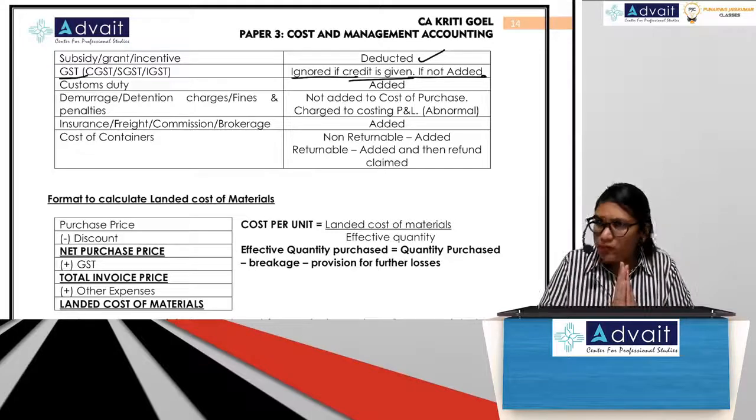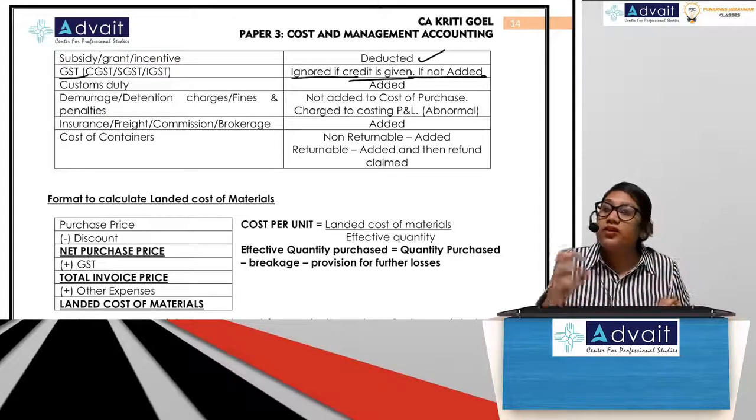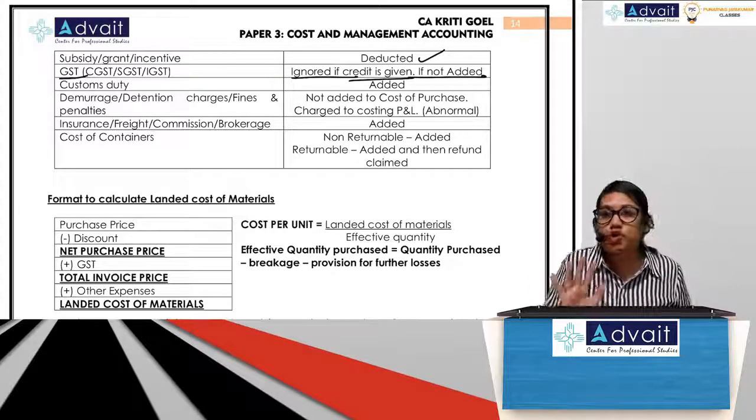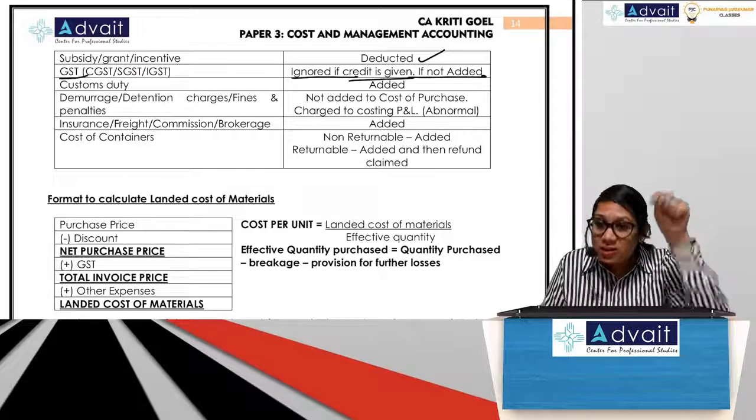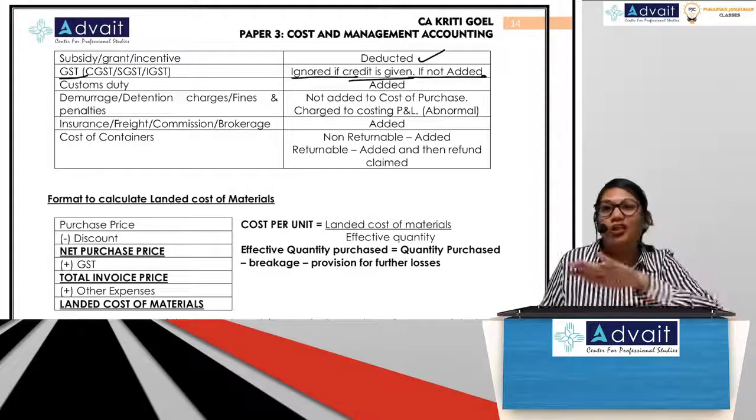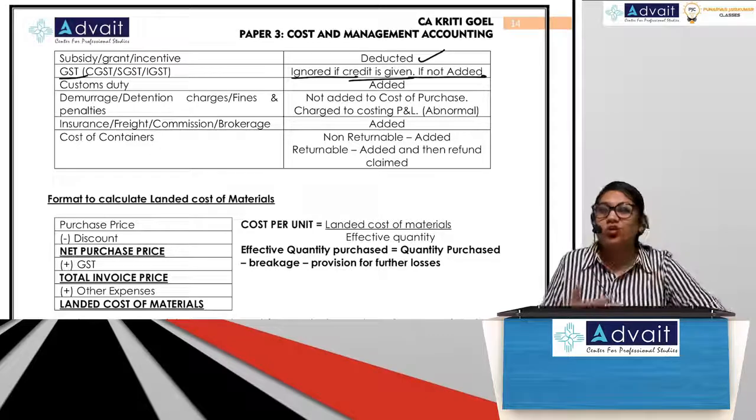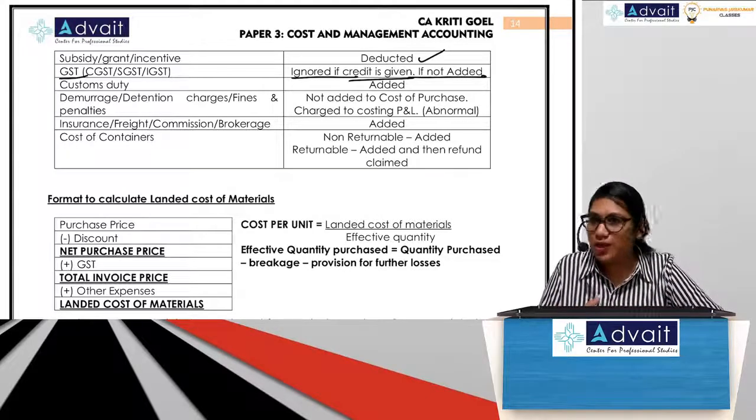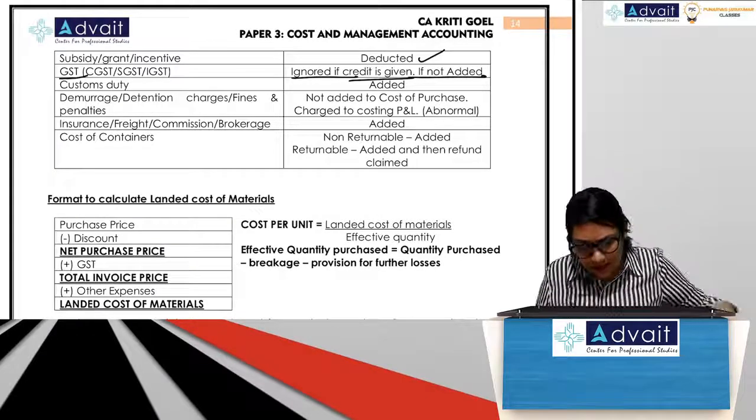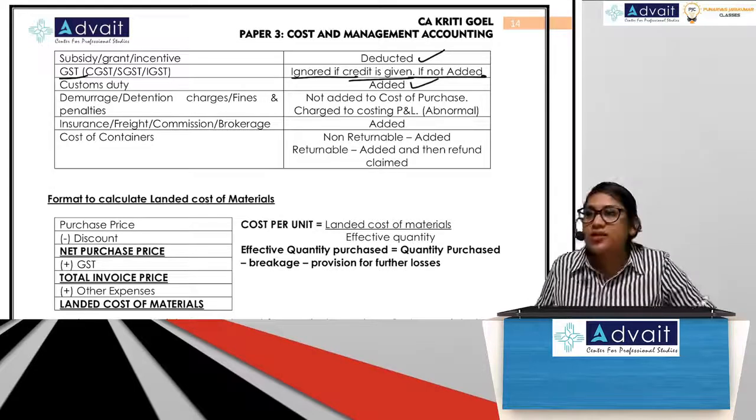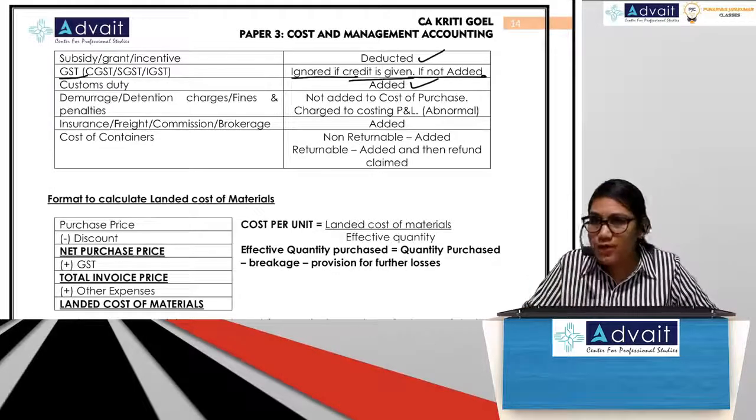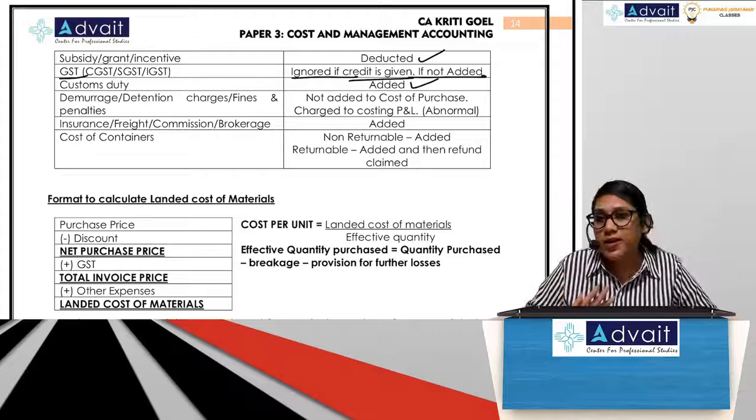Guys, is it okay? Usually with respect to GST, they will tell you what needs to be done, and in the problem they will specify that input credit is not available, so they will make you add it to the cost of purchase. Guys, is it okay? Very simple. Next, customs duty. Customs duty is paid on imports and exports, so customs duty will always be added.